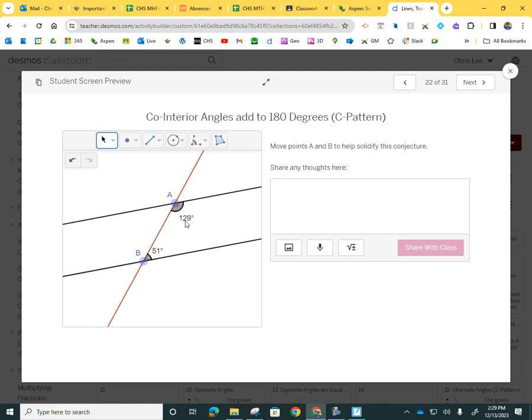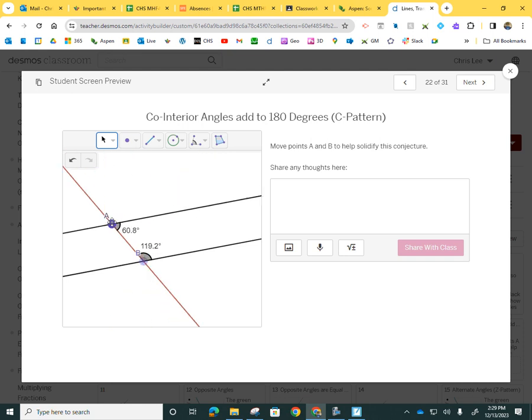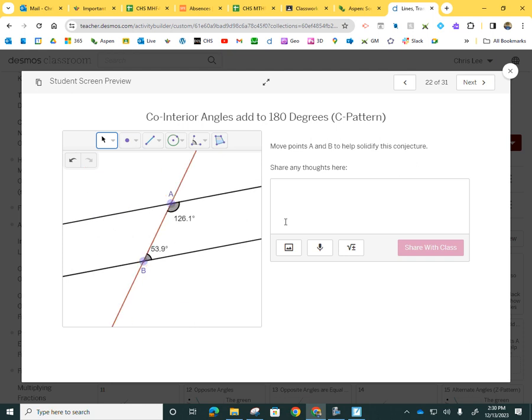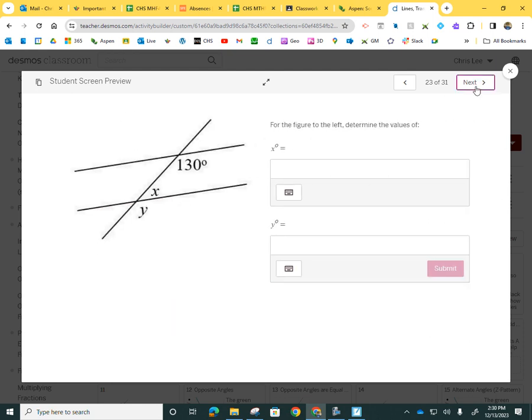Let's see if I get a nice one. Oh, there we go. 129 plus 51, so that's 170, 180. You see that perfectly. Maybe I can get another nice one. And again, it doesn't matter if the C goes over here. Let's see if I can get a good one. Oh, so close. It's probably painful if you're watching me. There we go. 69 and 111. 111 plus 69 is equal to 180. All right, so great. Another visual of the C pattern.